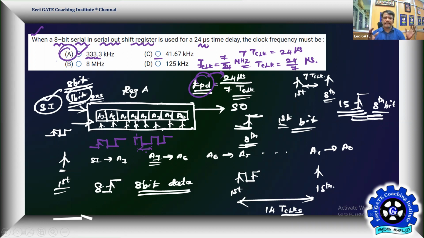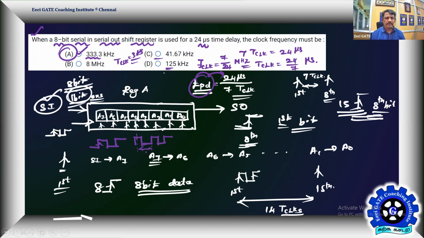So the net delay will become approximately 24 microseconds. Time period, we can calculate based on this frequency. So the time period will be 3 microseconds. If this is the frequency, the time period of the clock will be approximately 3 microseconds. So 8 into 3, a reasonably good number. So you can play for the nearest frequency, 125.